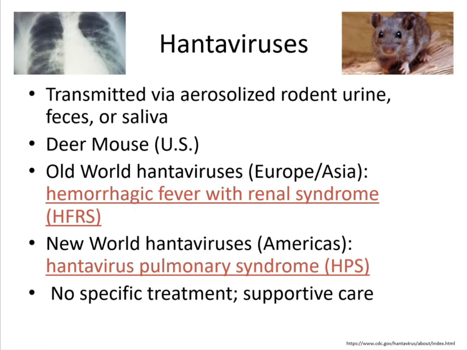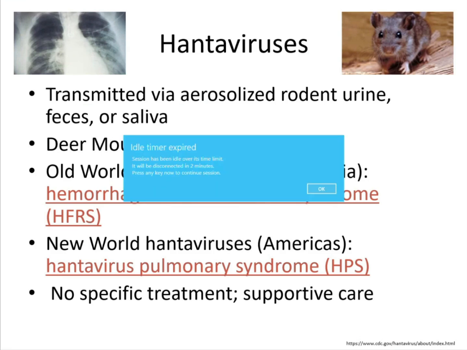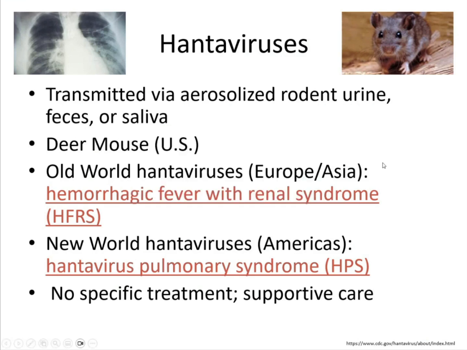All right. Hantaviruses, there's many different ones, so it's just sort of a group. It's transmitted via aerosolized rodent urine, feces, or saliva. Less commonly actually bites, but so it's usually aerosolized fomites. In the U.S., it's transmitted mainly by deer mouse. There's different hantaviruses worldwide. There's old world hantaviruses, which are in Europe and Asia, which typically manifest in severe forms as hemorrhagic fever or renal syndrome. In the New World, in the Americas, the severe forms tend to manifest as hantavirus pulmonary syndrome.